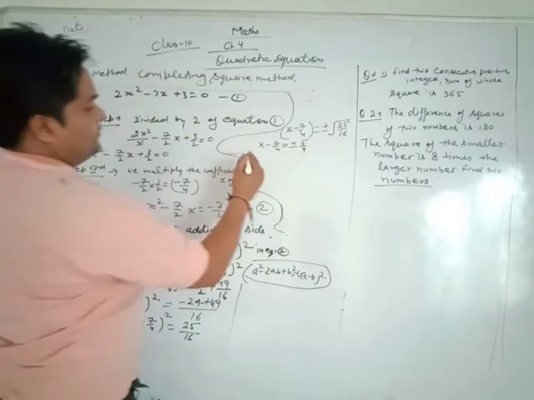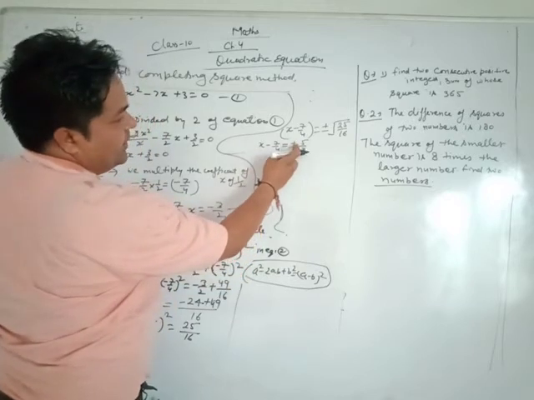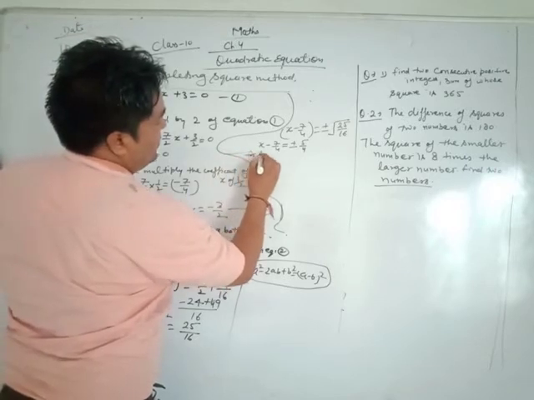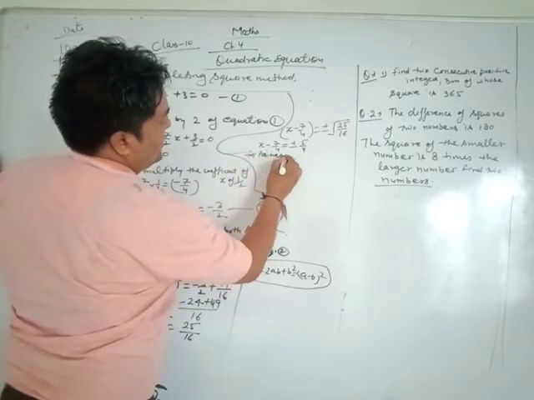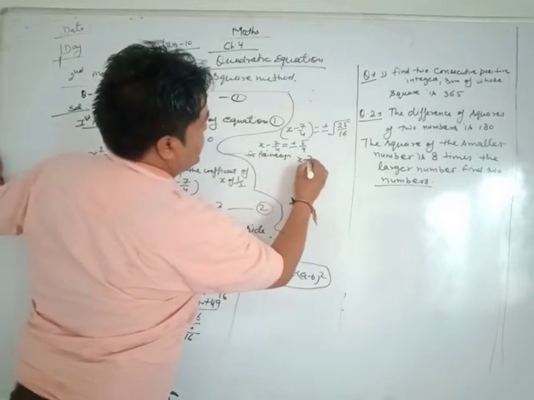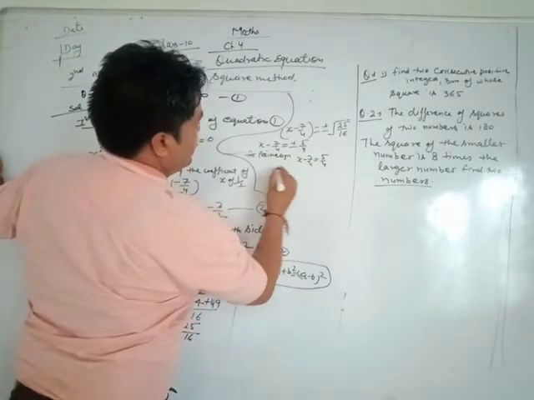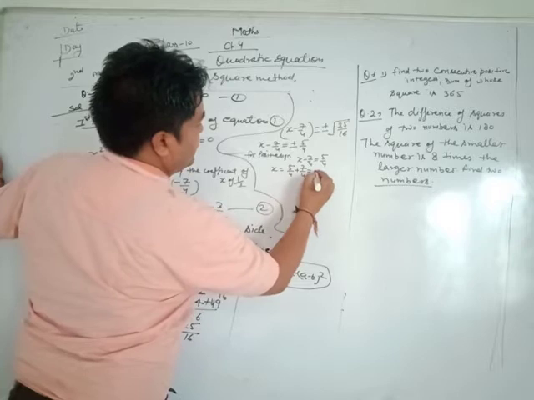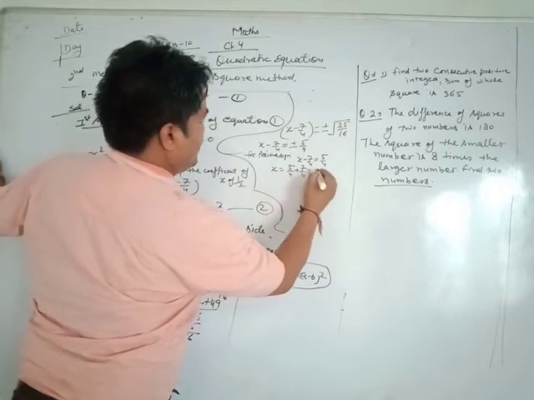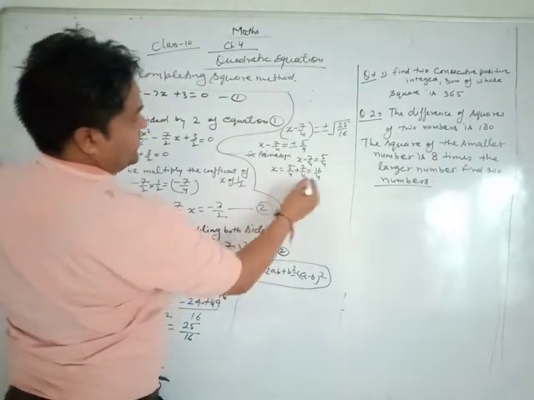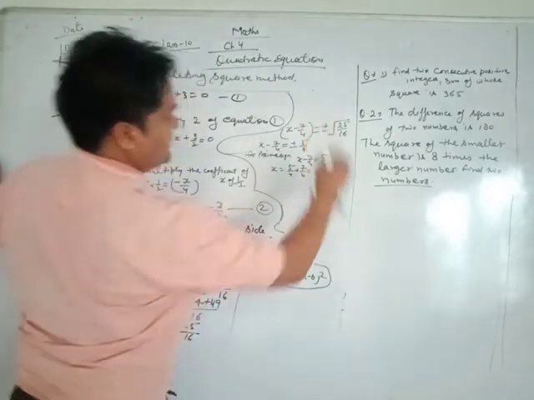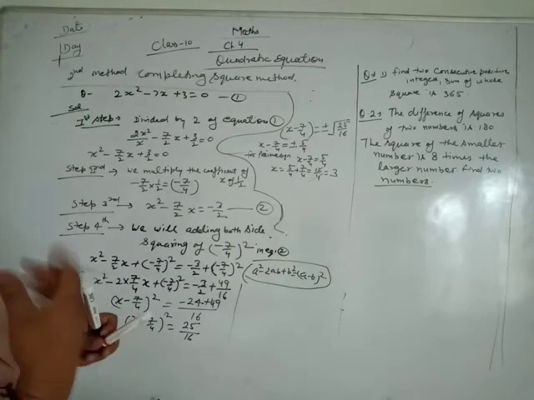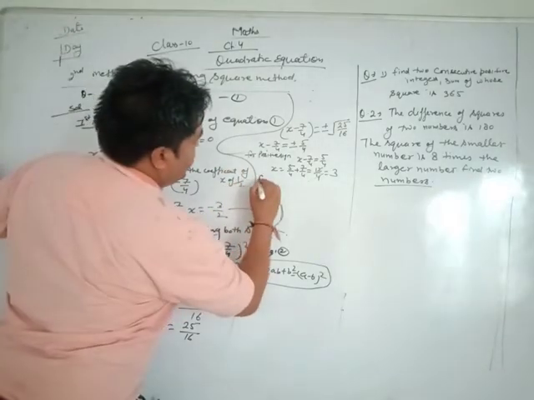Yes. Now first condition, one time we will take the positive sign and next time the negative sign. For the positive sign, x minus 7 by 4 equals 5 by 4, and now x equals 5 by 4 plus 7 by 4, equals 12 by 4, equals 3. So the first value of x equals 3.